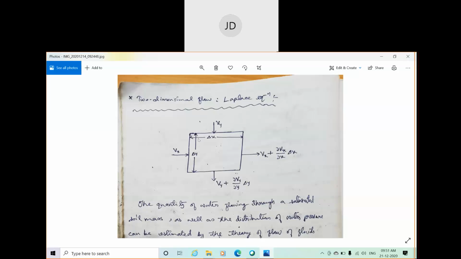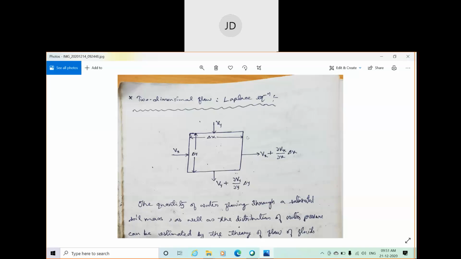That's why you can say this is a two-dimensional flow. If it is a three-dimensional flow equation, then there must be some thickness of the soil mass. But here the thickness of the soil mass is considered as one. That's why it is known as the two-dimensional flow equation. So in this diagram, you can see this is a porous medium, or a saturated soil mass.